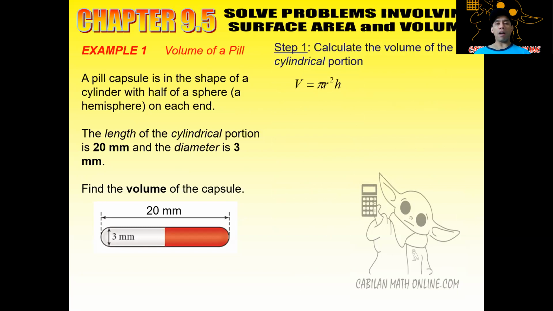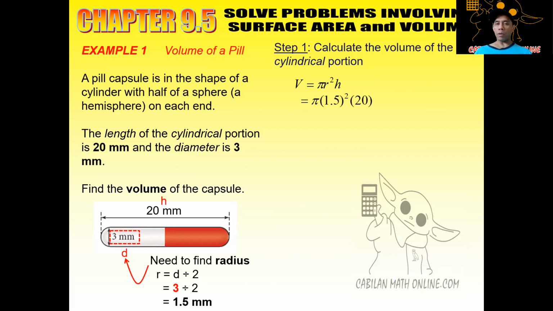We're going to use the formula pi r squared h. Just double check what we have here. You notice the 3 millimeters is the entire distance across the circular part of the cylinder. So the first thing we need to do is take this diameter and change it to radius by dividing by 2. That's step number 1. Even though this pill is sideways, the height of the cylinder is going to be 20 millimeters. From here we put the numbers in and then simplify.